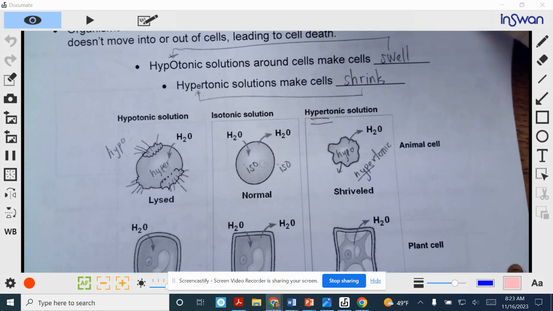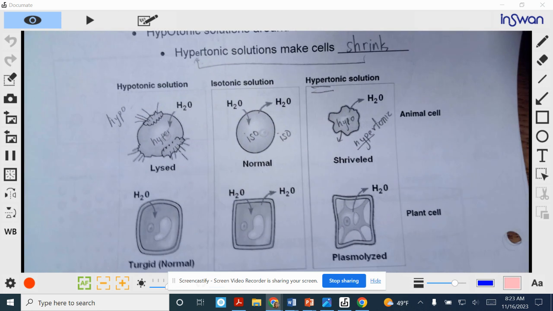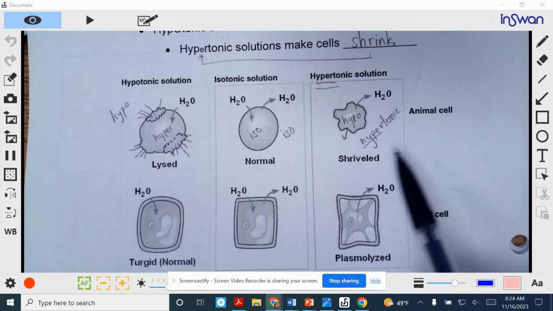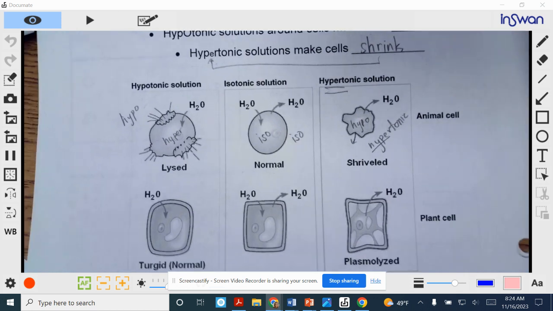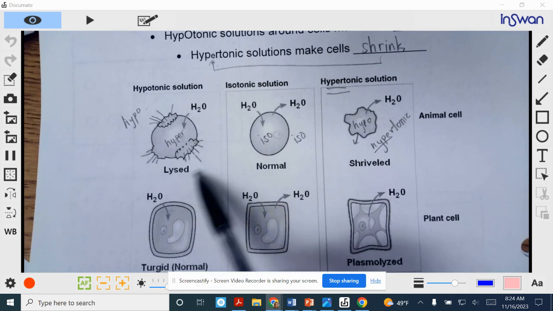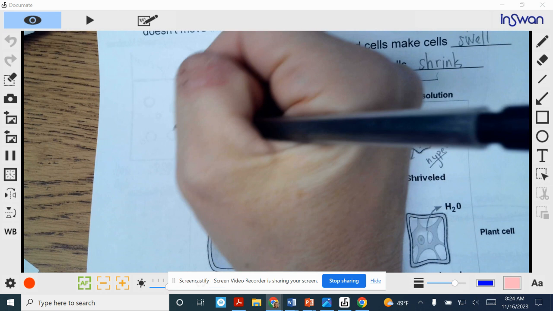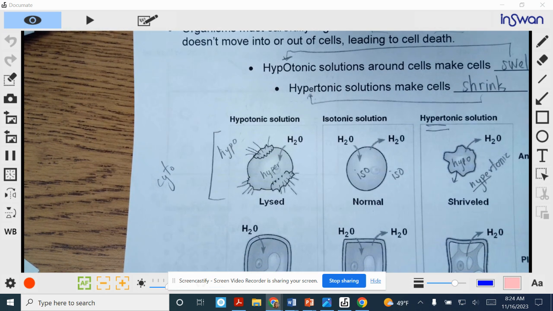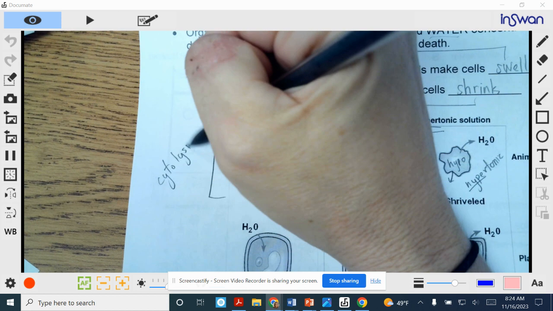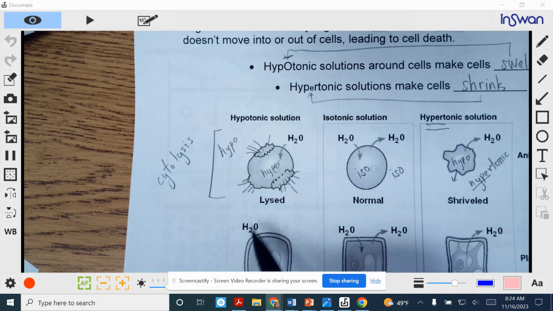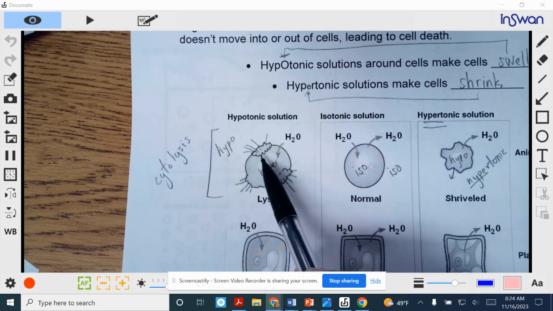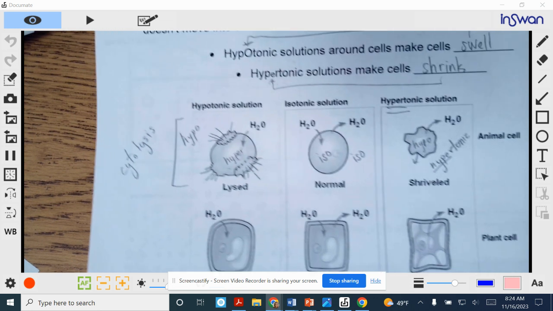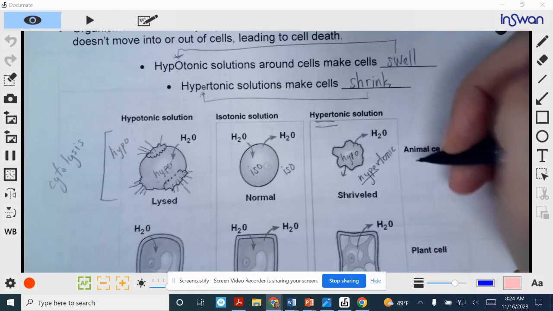Now, we have names for these conditions, when our cells swell and burst or if they're shriveling up and not able to function. When our cells swell and burst, that is called cytolysis. Cyto means cell. Lysis means to cut or break. So our cell membrane is breaking. So it's cytolysis. This is going to be cell death. When our cells shrink up, it's called crenation.